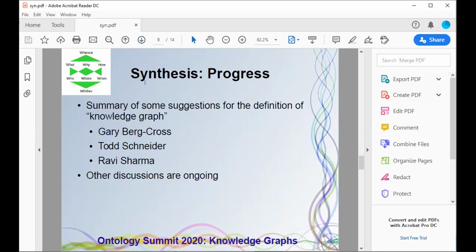Okay, now synthesis. What's the progress here? There's been a nice discussion and development of basically what definitions of knowledge graph. Gary, Todd, and Ravi, and I will go on to summarize some of those in the next few slides. Other discussions are ongoing, but have not settled into the point where I could actually give a report on them. Hopefully, as the sessions continue, those other groups will continue their efforts.